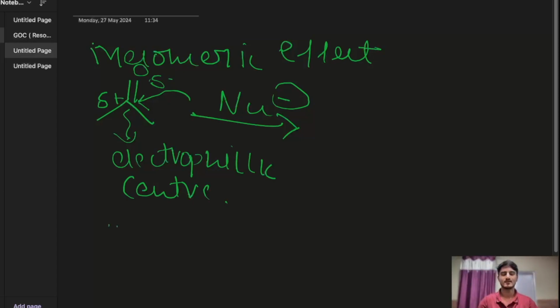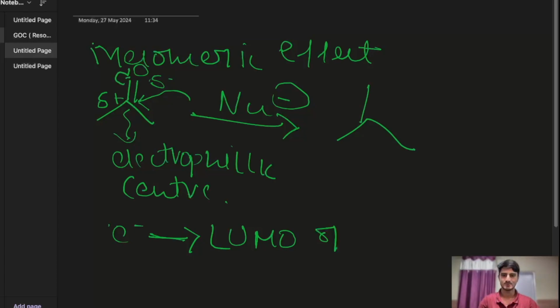So basically the electron density will go to the LUMO of this carbonyl compound, the lowest unoccupied molecular orbital. So this nucleophile will attack this carbon center. When the nucleophile attacks, the electron density will shift onto the oxygen. So in this scenario, electrons are ultimately displaced, but we use a reagent called a nucleophile. Basically this is a blueprint of the mesomeric effect, how it happens.